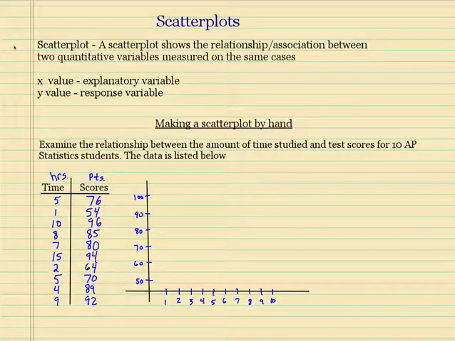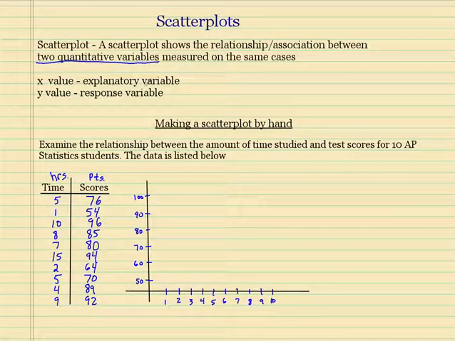Hello, today we're going to begin talking about scatterplots. Okay, so let's first talk about a scatterplot. A scatterplot basically shows a relationship or association between two quantitative variables. That's very important. You guys should be comfortable knowing the difference between quantitative variables and categorical.